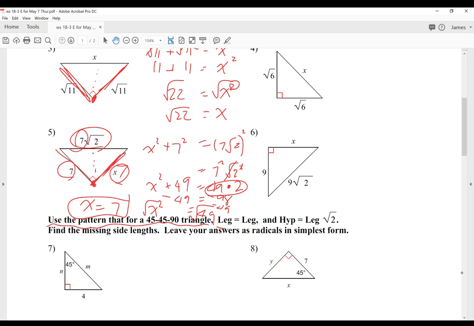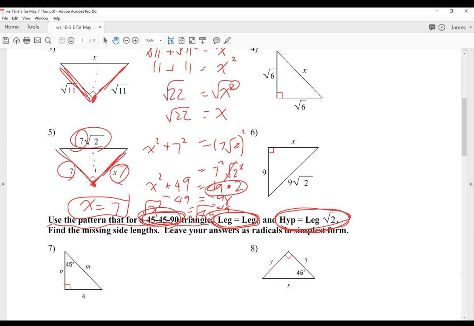So it says legs are equal. And that happens when you have 45 degrees. When the degrees are the same, 45 degrees is equal to 45 degrees, then legs are going to be equal. And then hypotenuse is going to be the same number, the leg, times square root of 2.